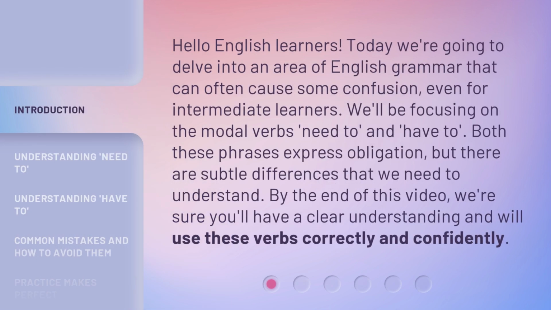Hello, English learners. Today we're going to delve into an area of English grammar that can often cause some confusion, even for intermediate learners. We'll be focusing on the modal verbs need to and have to. Both these phrases express obligation, but there are subtle differences that we need to understand. By the end of this video, we're sure you'll have a clear understanding and will use these verbs correctly and confidently.